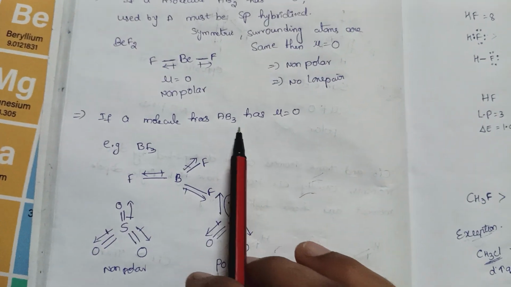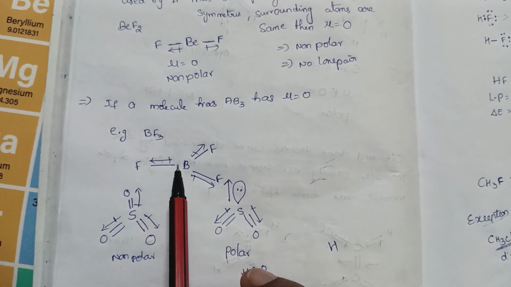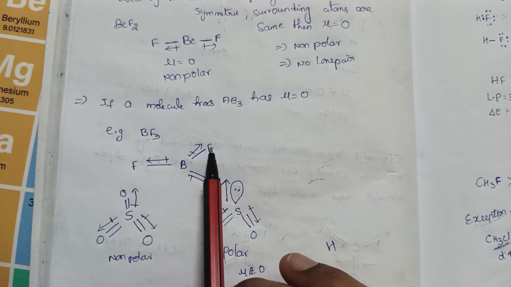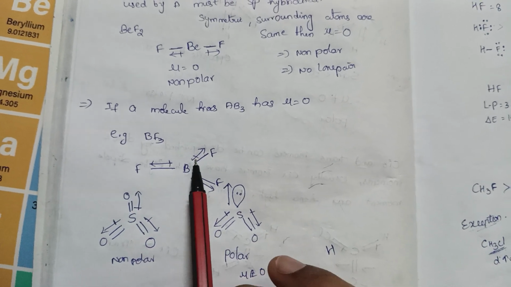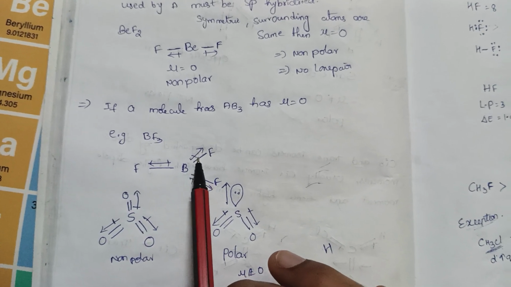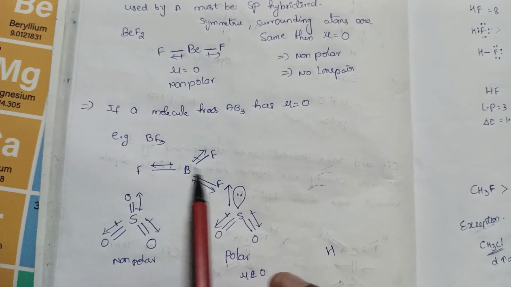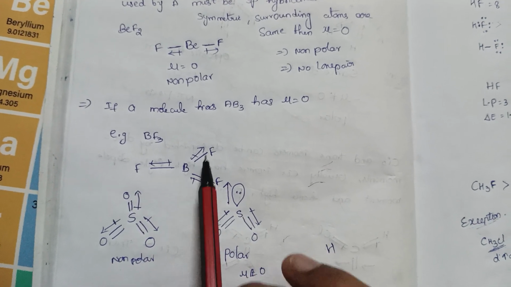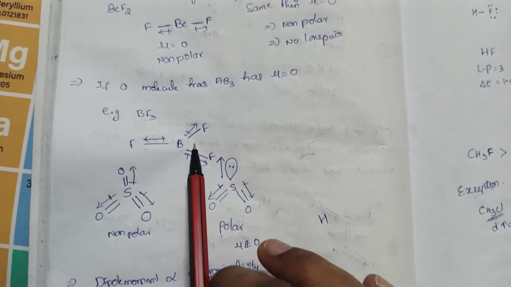If a molecule is AB3 type, if we take the BF3 molecule, fluorine has more electronegativity than boron, so the crossed arrow is towards fluorine. All vectors are in different directions, and the net dipole is equal to 0. It is a non-polar molecule.